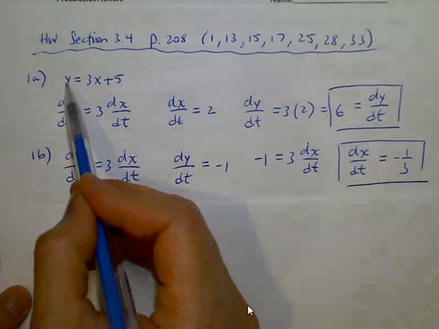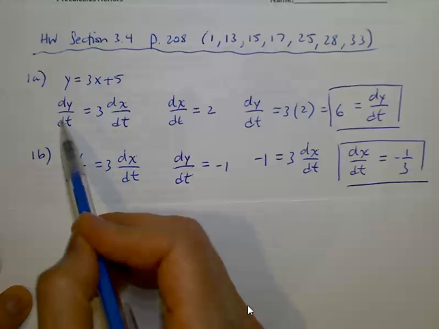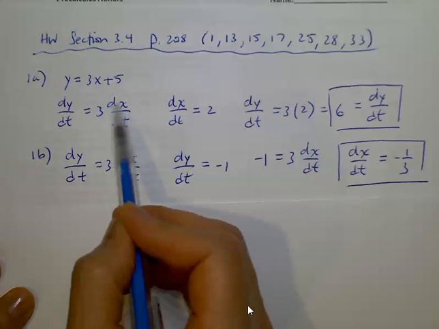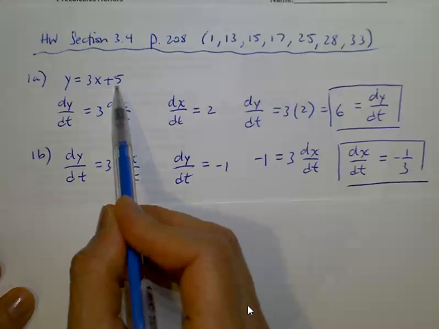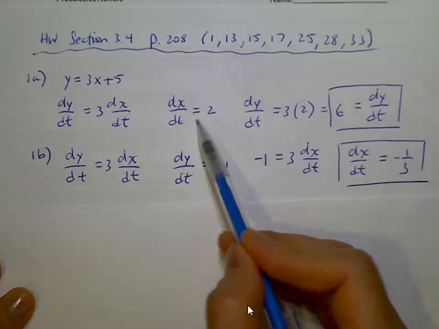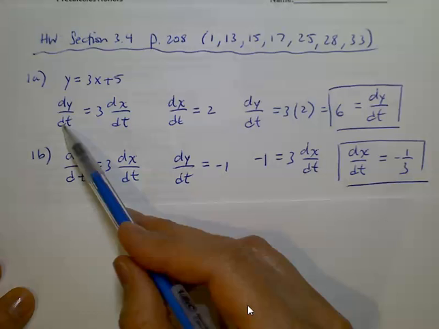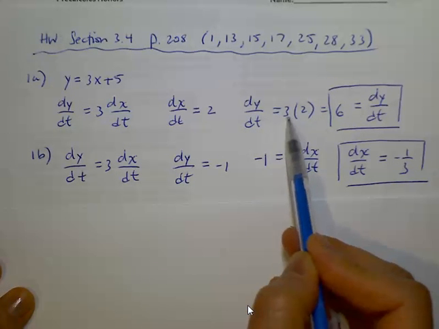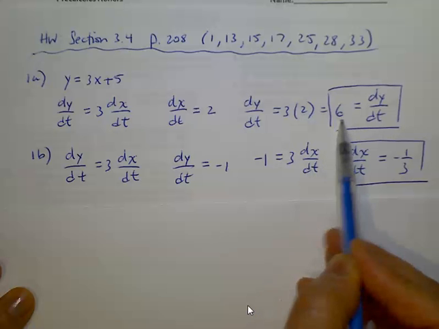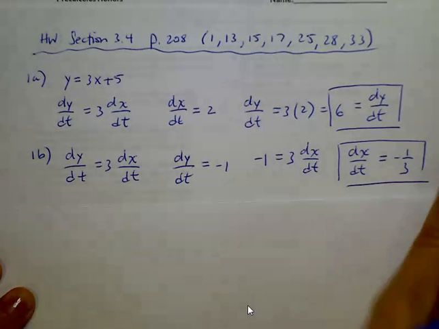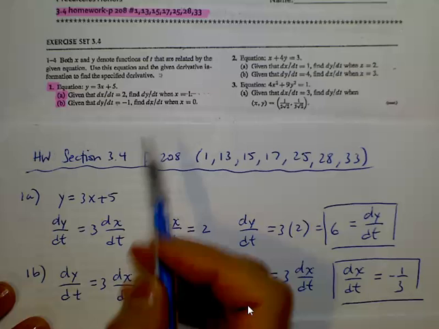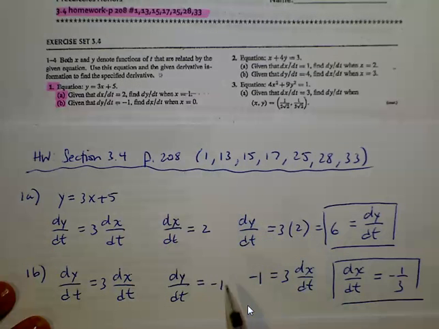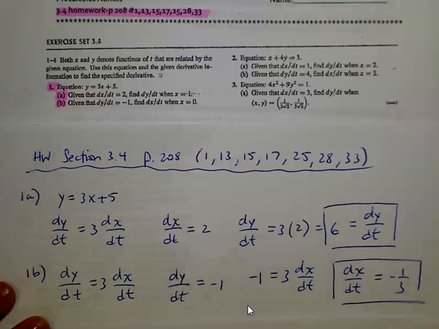Okay, so y is equal to 3x plus 5, so I'll take the derivative with respect to time. So dy/dt is equal to 3 dx/dt, and then the 5 will just drop out. You're given that dx/dt is equal to 2, so substitute that in. So you get dy/dt is equal to 3 times 2, which is equal to 6. Now in this problem, the given information that x is equal to 1 is irrelevant because x does not appear anywhere in the derivative.